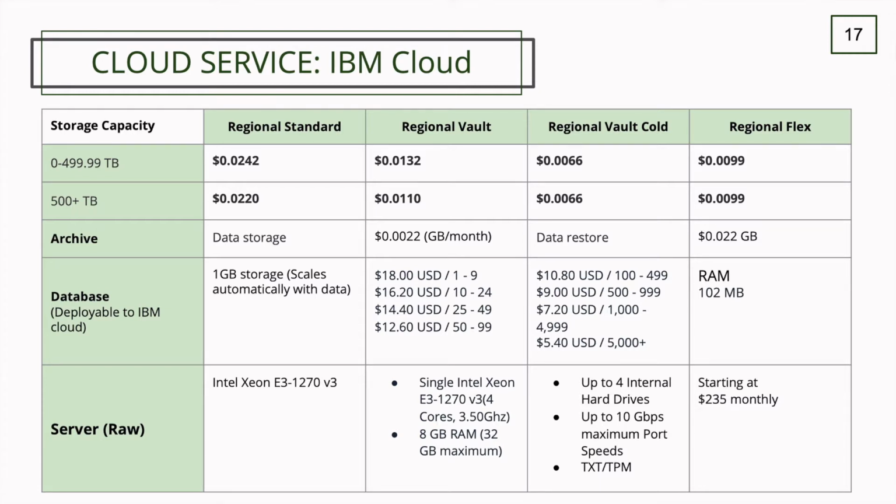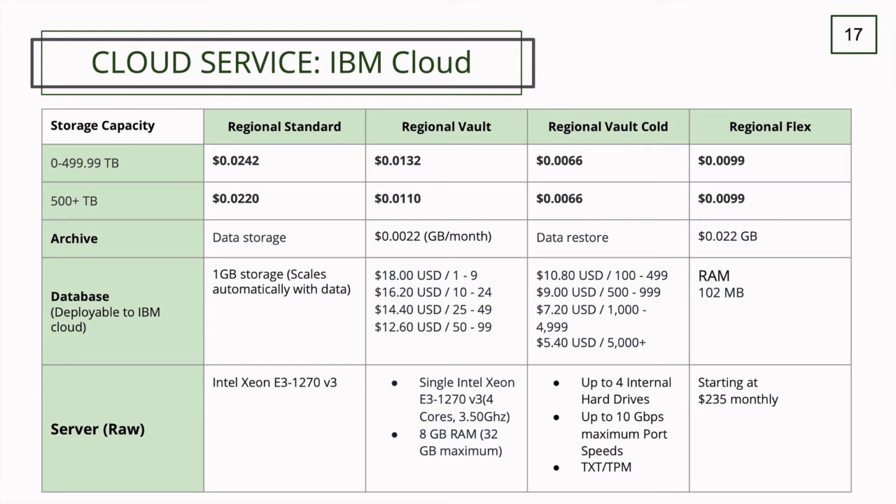The second one is regional vault. It means you can access your data only once or even less a month. For us, it's not that good. We want to update it more often. The third one is vault cold, which means you can only access your data once in a year. For us, it's the worst option.